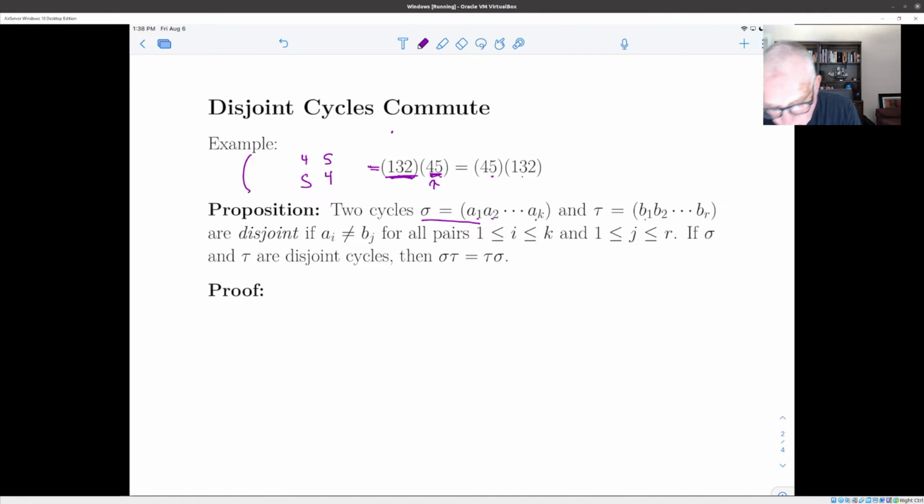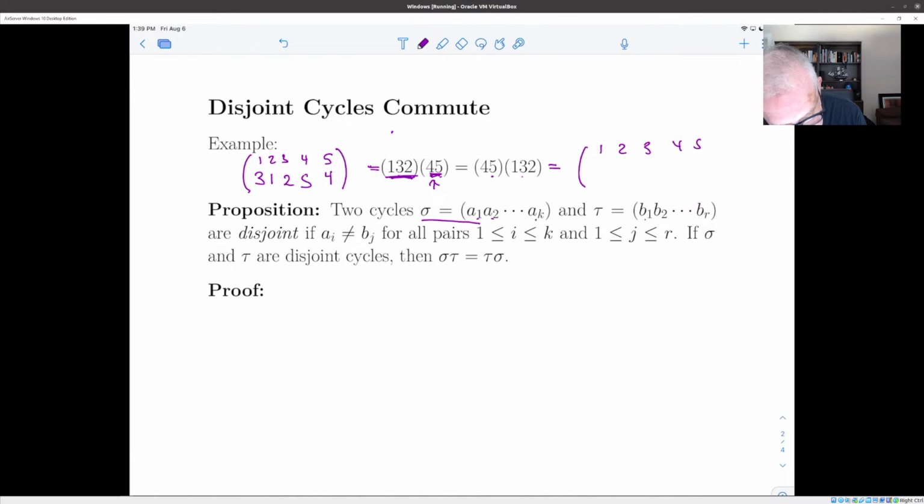Now we have to worry about 1, 2, and 3. The second permutation doesn't move 3. The first one sends 3 to 2. The second permutation doesn't move 2, but the first permutation sends 2 to 1. And the second permutation doesn't move 1, but the first permutation sends 1 to 3. So on the left, (1 3 2) times (4 5) is the permutation 1 to 3, 3 to 2, 2 to 1, 4 to 5, 5 to 4.